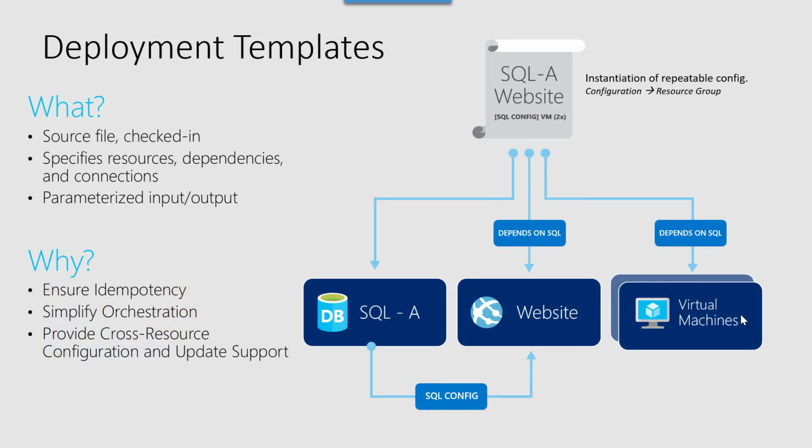So when I look at the deployment template or ARM, as we explained, why I need that: it's a source file checked in under source control. It has all the dependencies, so I don't need to worry about the workflow of creating these resources. For example, if I need a virtual machine, I need the network first. But because the ARM template defines the dependencies, and it is a declarative JSON file, it has parameterized input and output.